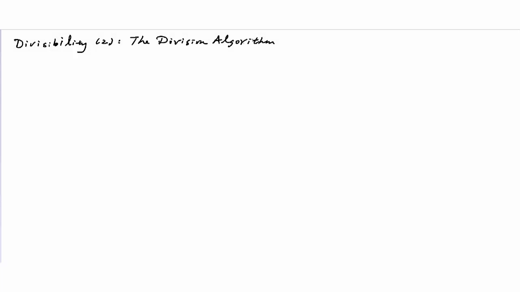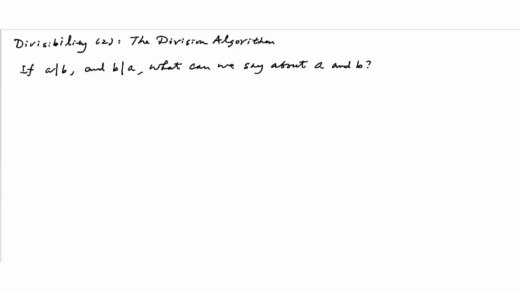Divisibility 2, the division algorithm. Let's study more about divisibility of integers. Now, if A divides B and B divides A, what can we say about A and B?